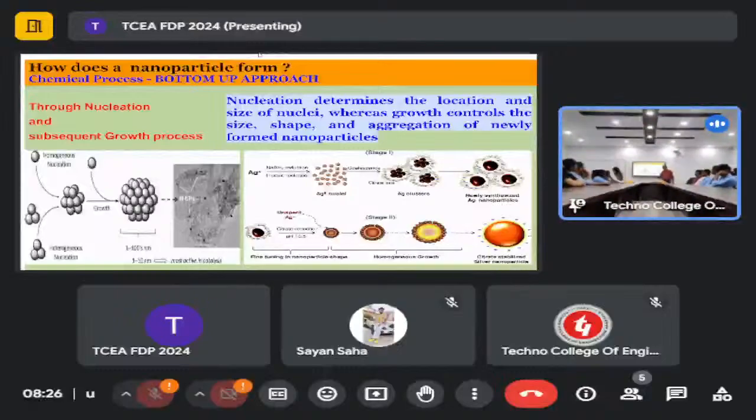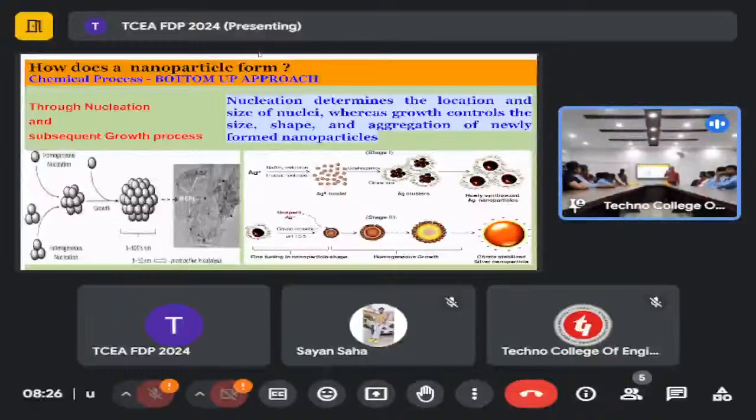There are different chemical processes, but there should be a reducing agent which reduces silver Ag plus to Ag0, and then these neutral Ag atoms will club together and form a cluster. Around that cluster, other neutral silver atoms will come and they form a nanoparticle.